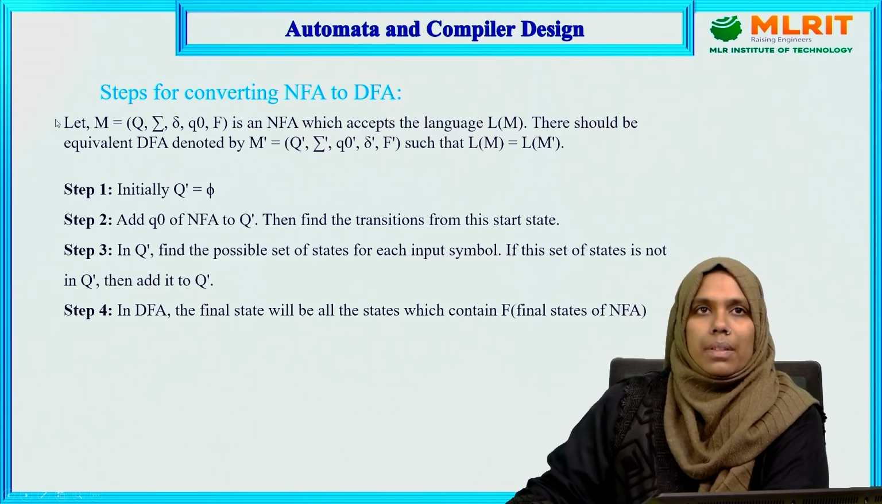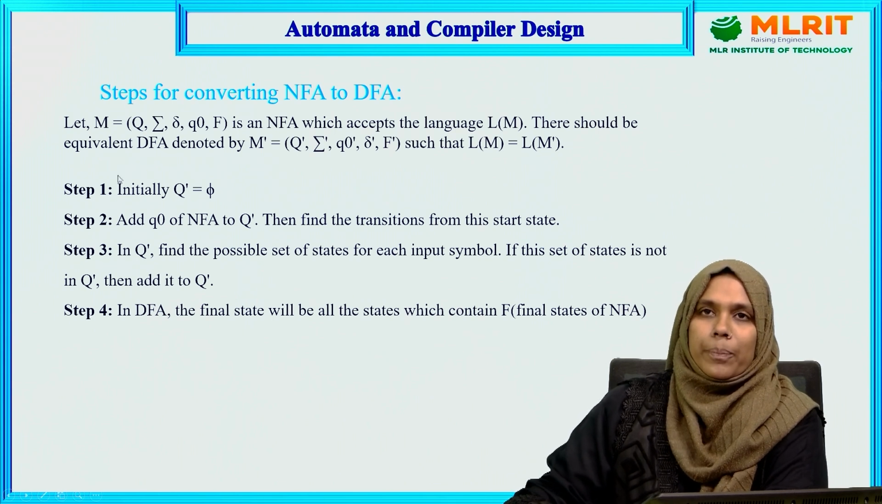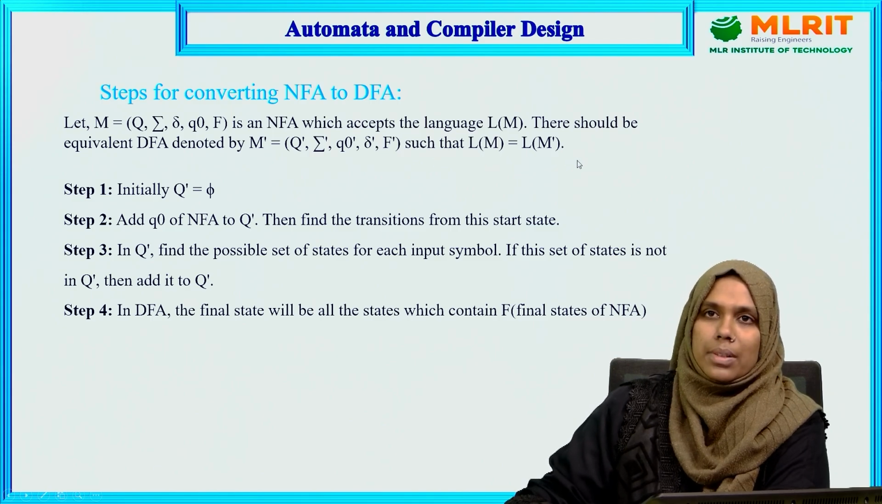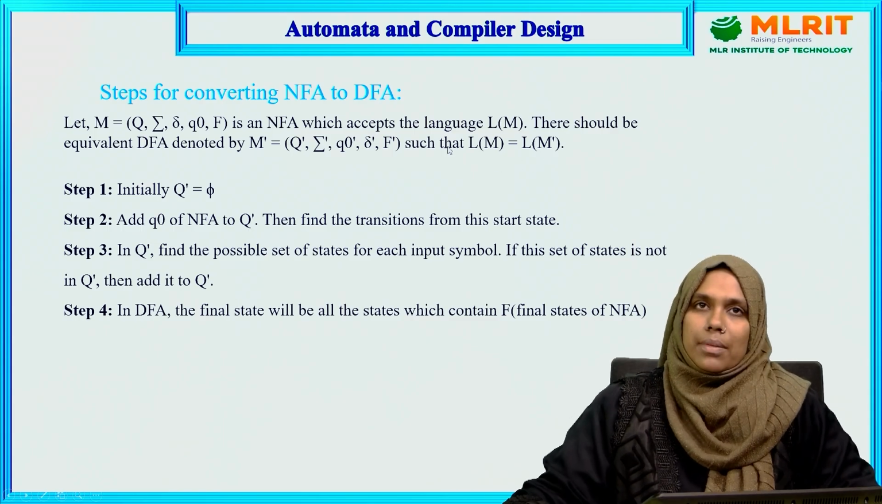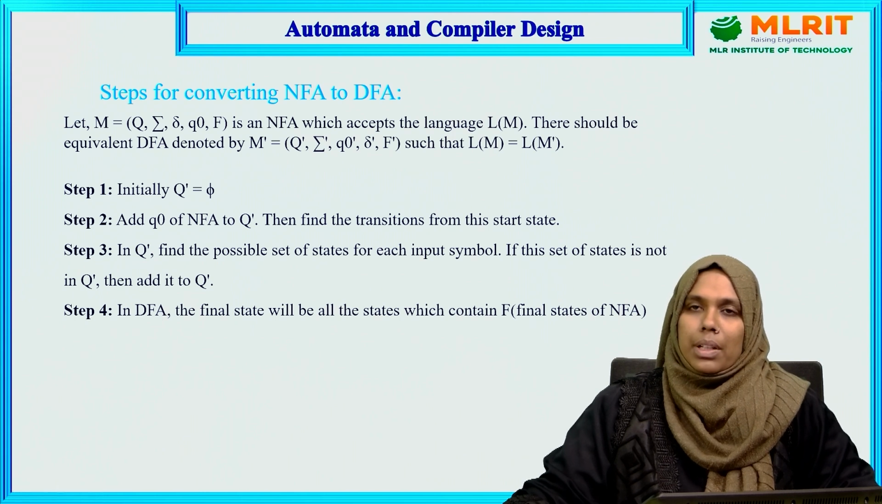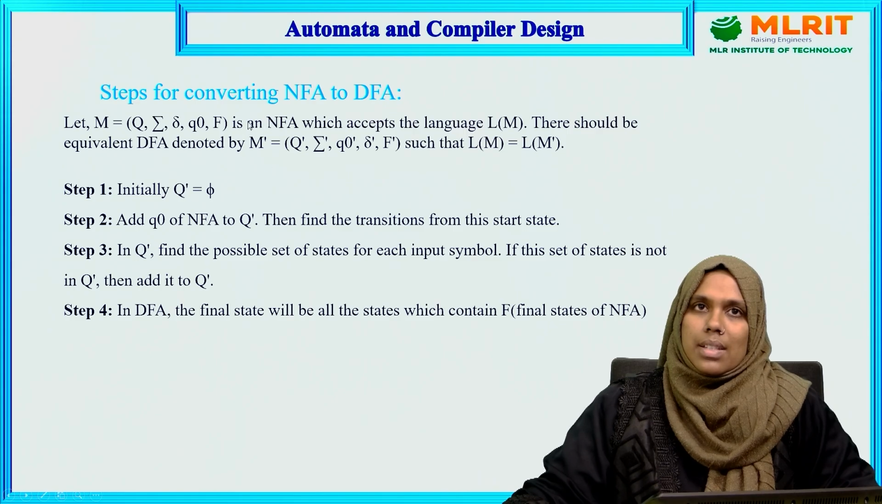Here, whenever we are converting from NFA to DFA, we take 2 sets of tuples: one is M, another one is M dash, such that L of M is equal to L of M dash. L is nothing but the language. That means the language of M is equal to the language of M dash. We take M dash because we are converting from NFA to DFA, and M dash is the symbol for the resulting automaton.